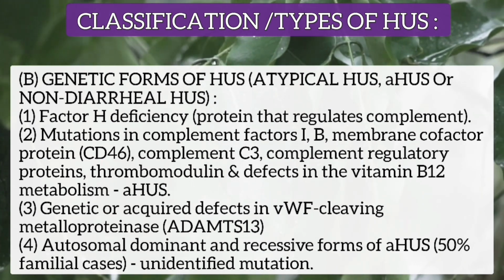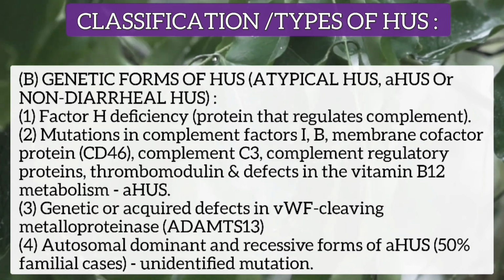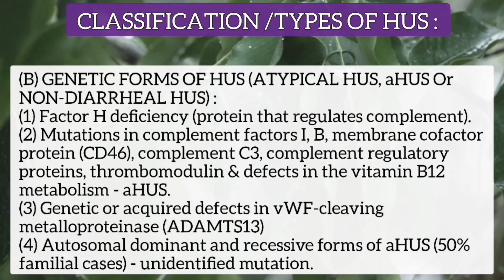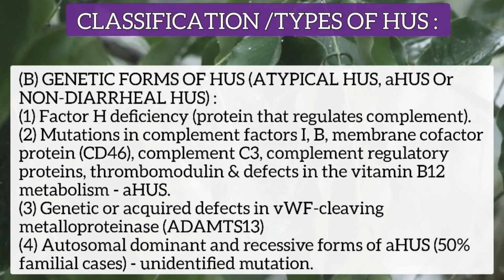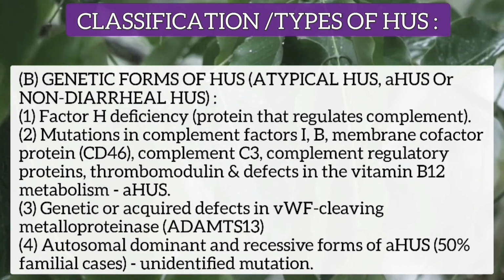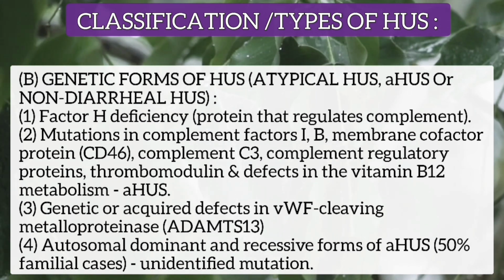Now, some cases are caused by genetic or acquired defects in von Willebrand cleaving metalloproteinase, and there are also autosomal dominant and recessive forms of atypical hemolytic uremic syndrome. In this, there is an unidentified mutation.